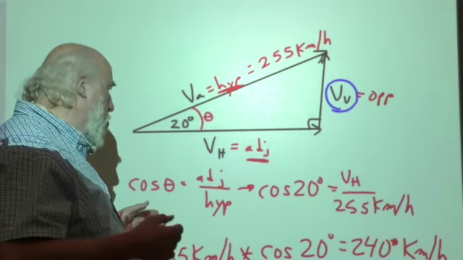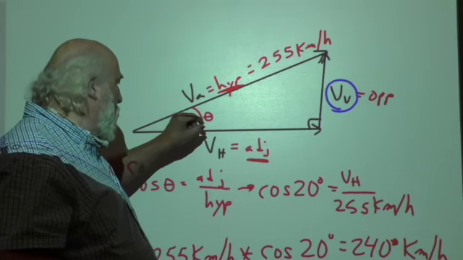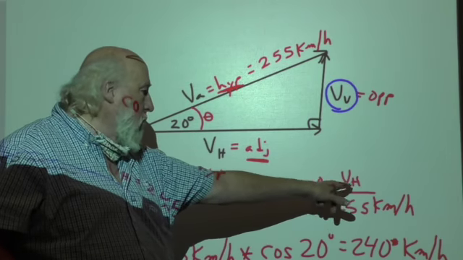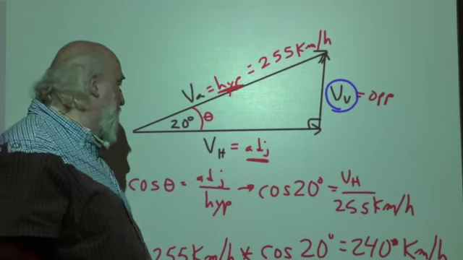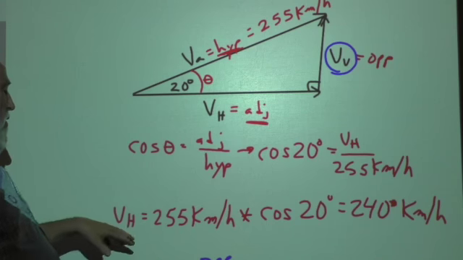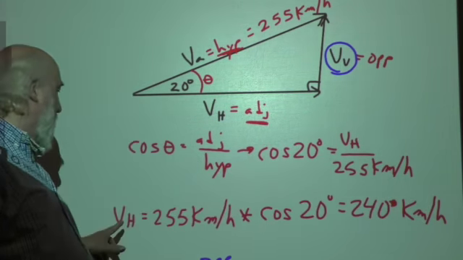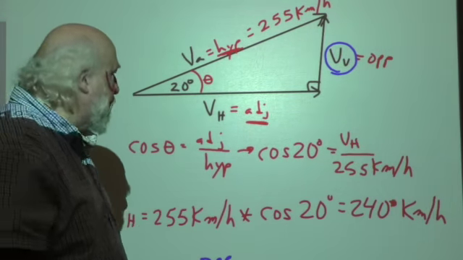Okay, so that means the cosine of 20 degrees is equal to the adjacent, which is our horizontal velocity, over the hypotenuse, which is 255 kilometers per hour. And so what's going to happen then is that we simply multiply by the denominator to get VH by itself, and that gives us 240 kilometers per hour.